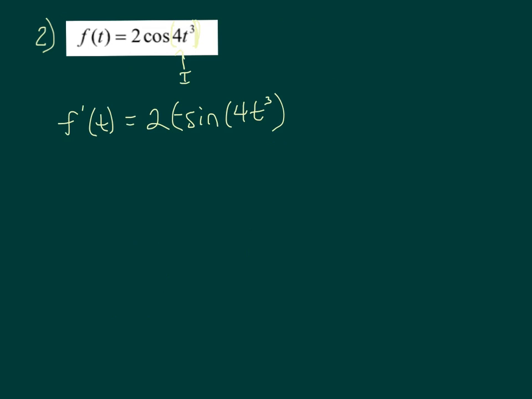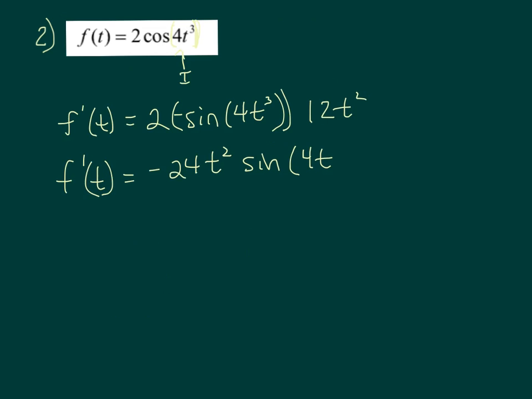Okay, now times the derivative of the inside. Well, what's the derivative of the inside? 12t squared. Okay, and so now at this point, I want to see what can I multiply. Well, remember, anything that's not the angle, pretty much, can be multiplied here. So the 2, the negative, and the 12t squared. So we would get negative 24t squared sine of 4t cubed.